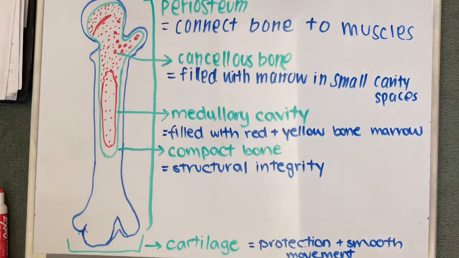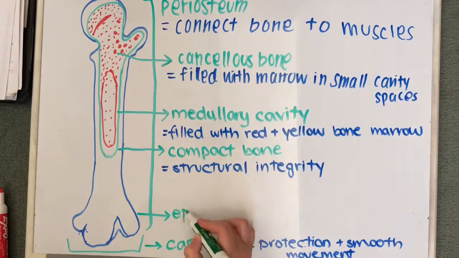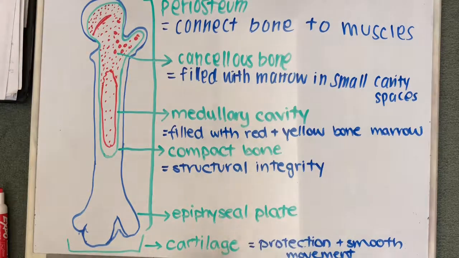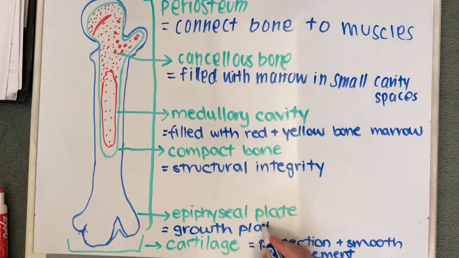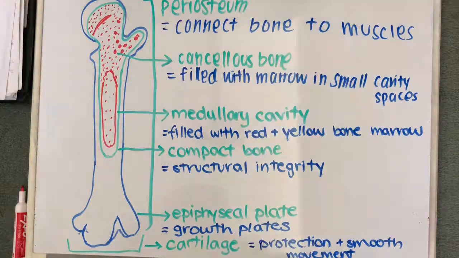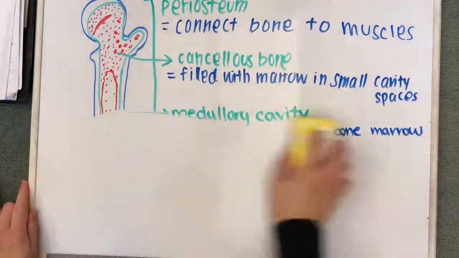Epiphyseal plates, also known as growth plates, occur at various locations at the epiphyses of long bones. As the name suggests, they help with growth of the bone.